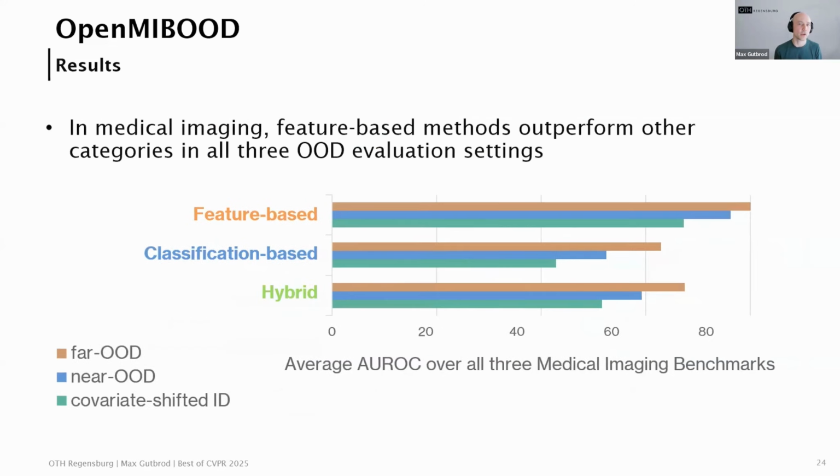And after analyzing the results on those 24 methods and 3 categories, we found that the feature-based methods on average outperform the other 2 categories in all 3 OOD evaluation settings. So this diagram shows the average AUROC over our 3 medical imaging benchmarks, where we can see quite a distinct performance boost for the feature-based methods.